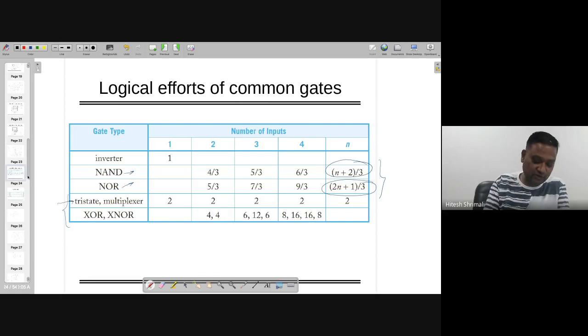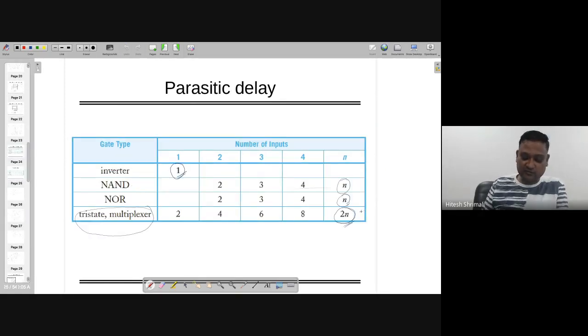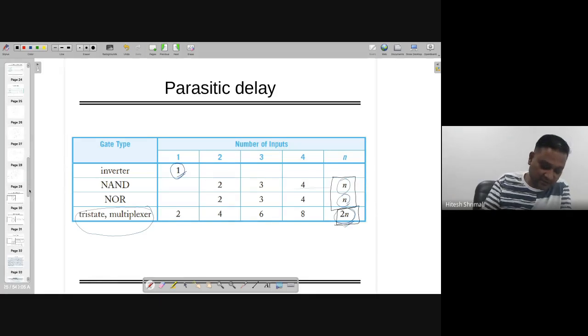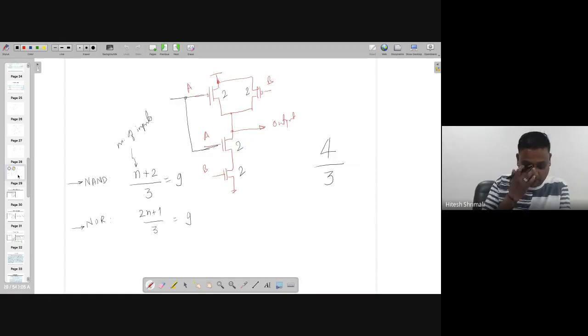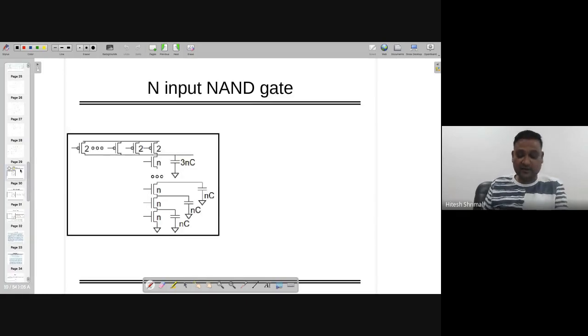Okay, so we are not going into that, but we also learned one more thing, that the parasitic delay depends on the number of inputs. As the number of inputs increases, the parasitic delay also increases. You can see that it's equal to n in the case of an inverter, NAND, or NOR. However, in the case of tri-state and MUX, where there is a select line as well, it becomes 2 raised to n. Okay, so please keep these things in mind so that we can use them for solving some of the questions on delay. Now let's assume that you have an input NAND gate.